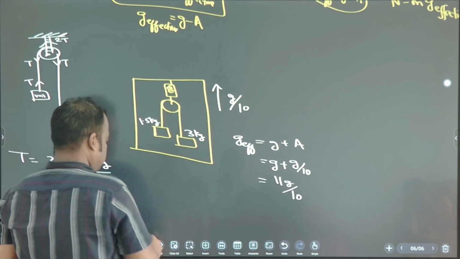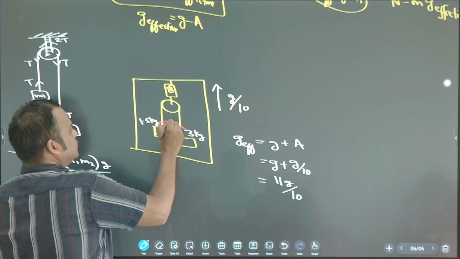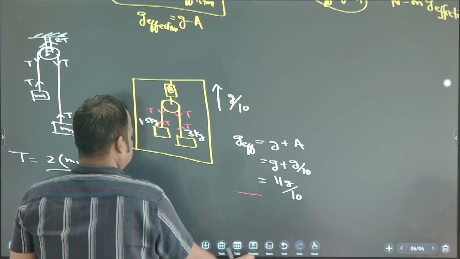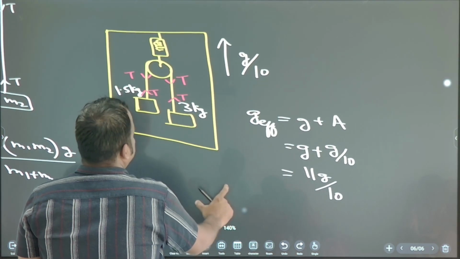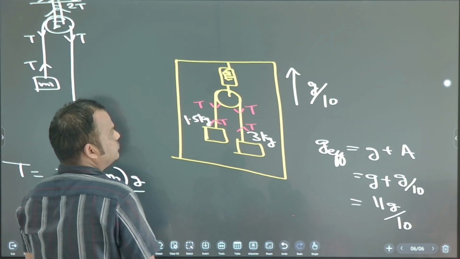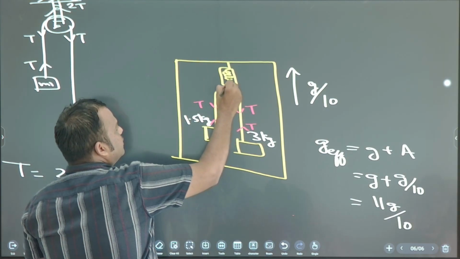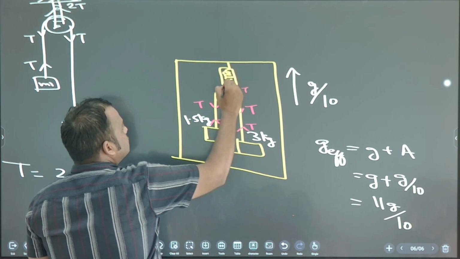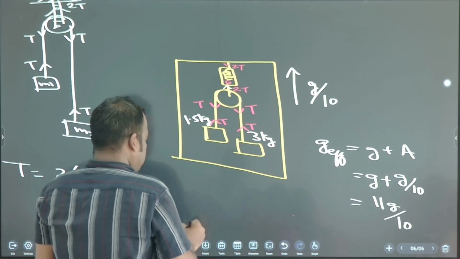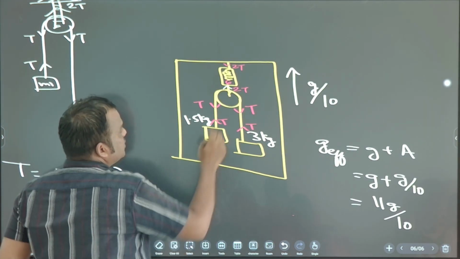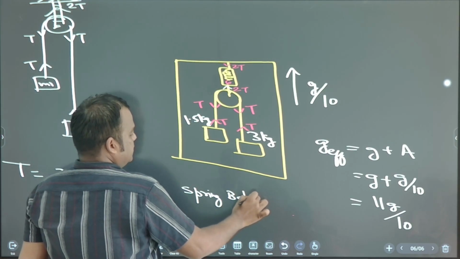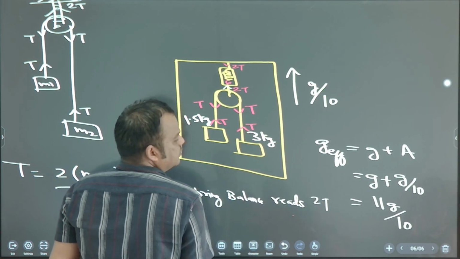So what is the tension now? Calculate. Okay, this is tension. So here it will be 2T. This is the spring balance. So the spring balance reads tension. So here what is the tension in this string? 2T. Spring balance reads 2T in this question.